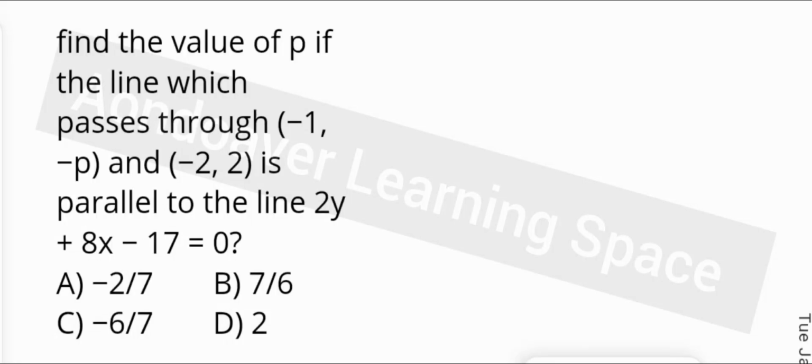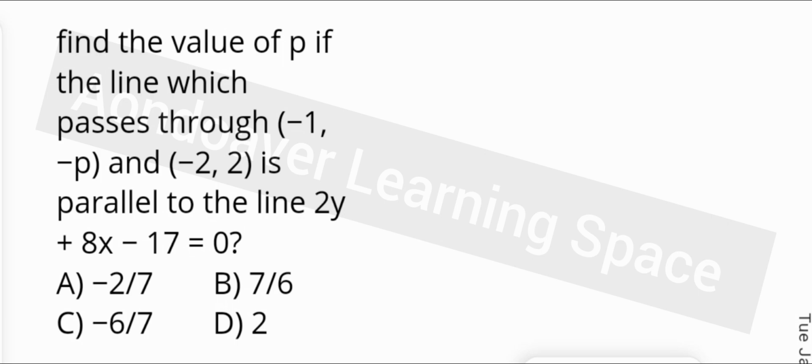Today we have a JAMB problem which says: find the value of p if the line which passes through (-1, -p) and (-2, 2) is parallel to the line 2y + 8x - 17 = 0.